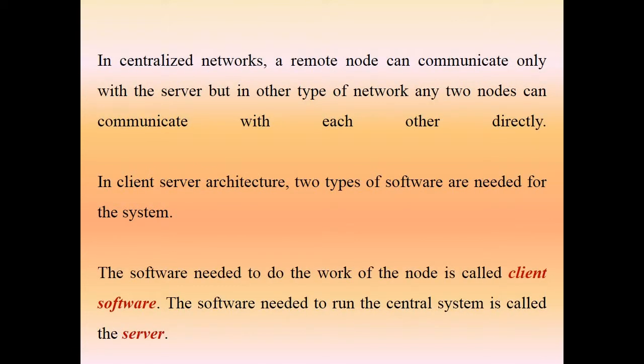In centralized networks, a remote node can communicate only with the server. But in other type of network, any two nodes can communicate with each other directly. In client-server architecture, two types of software are needed for the system. The software needed to do the work of the node is called client software, and the software needed to run the central system is called the server. In the next slide you can see the diagram for the centralized network.